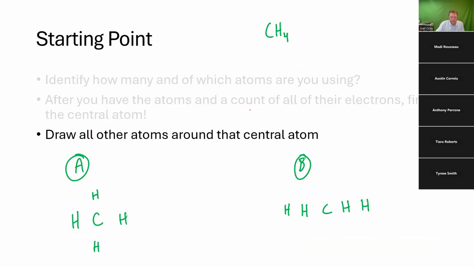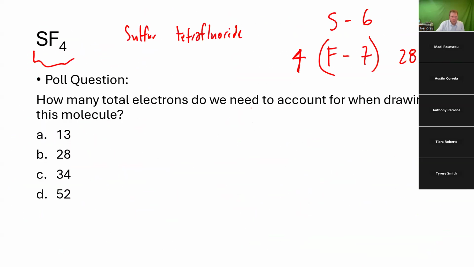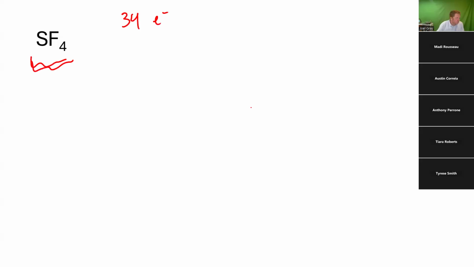So I'm going to go back to that slide. So I've got SF4. 34 electrons, central atom, S. As you can see here, I have a tendency to combine a couple of steps. So I drew my adjacent atoms and I drew my single bonds, because I know that at the very least there will be a single bond connecting these.